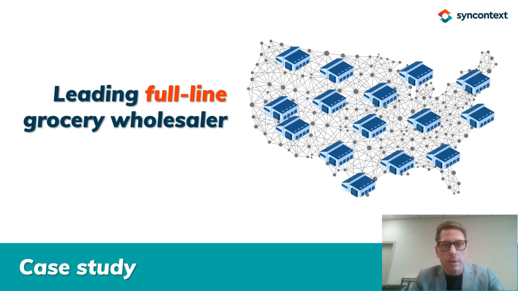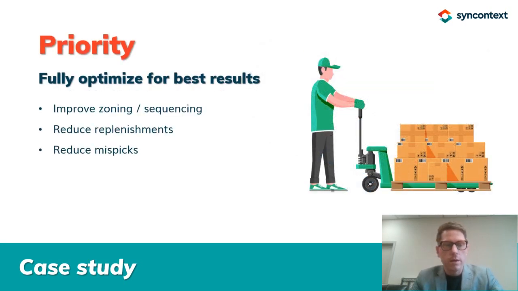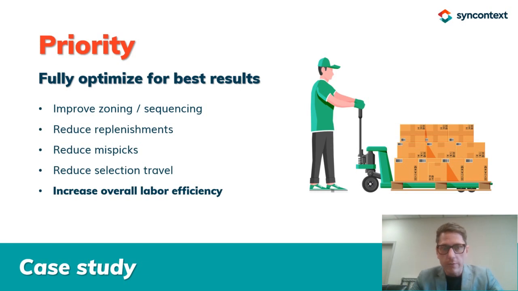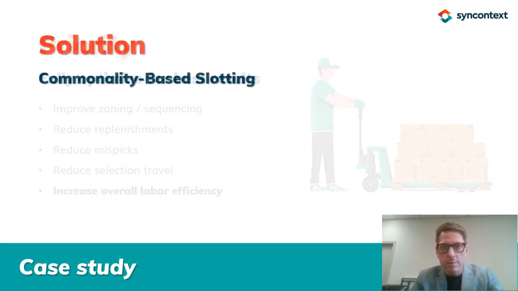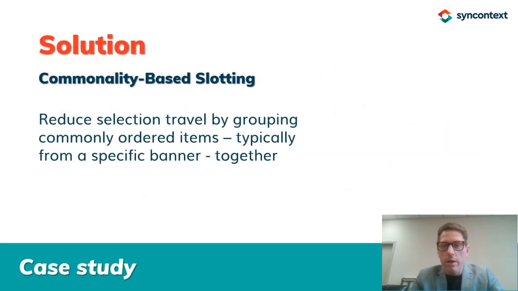These guys wanted to optimize for the best results within the existing layout that they had. They didn't want to change any equipment or adjust any existing profiles, but everything else was fair game. The strategy that was implemented here, after uncovering some unique customer order patterns, again going back to the need for granular data, was commonality-based slotting.